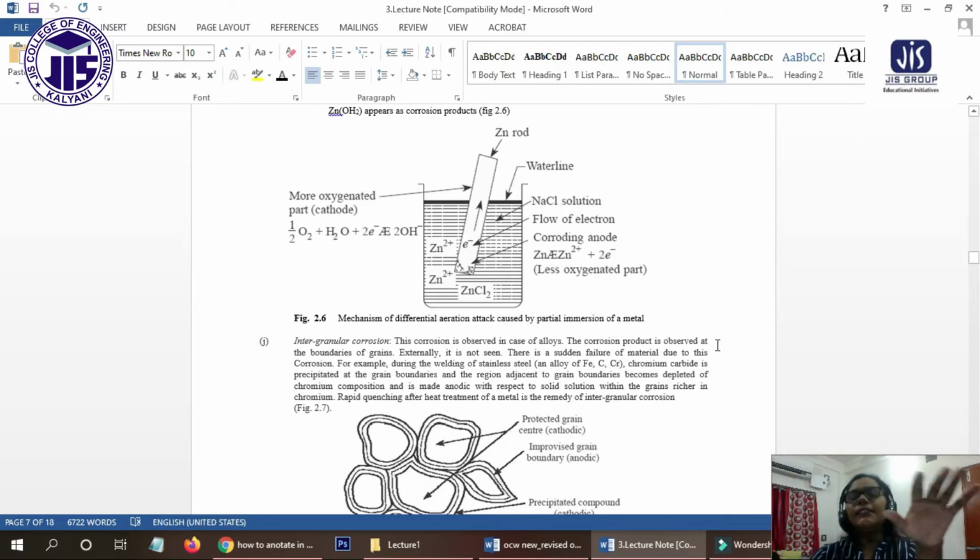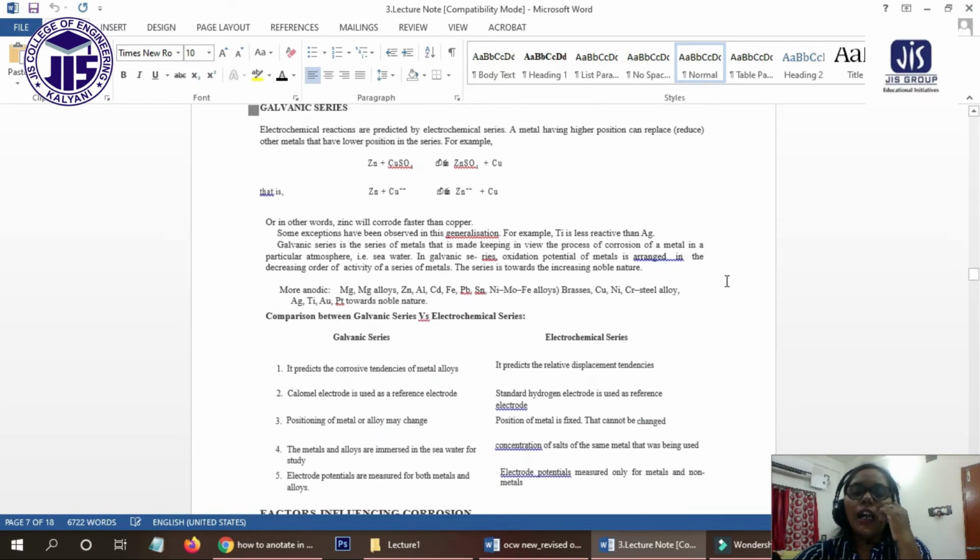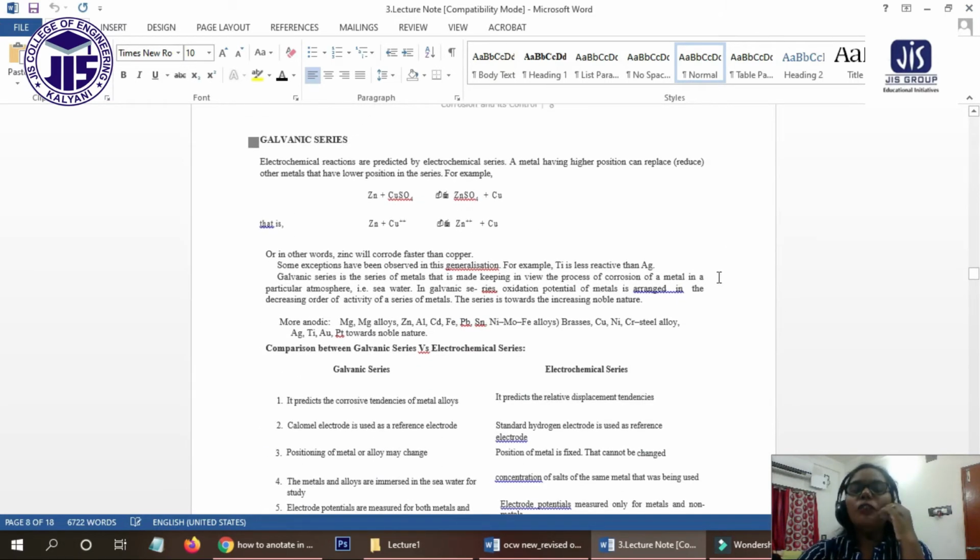So these are some of the types of electrochemical corrosion that you should know, because very few are in your syllabus. Now you should know how we can prevent corrosion. Before knowing the prevention procedure, first of all you should know the galvanic series. Very important. So what is the galvanic series?